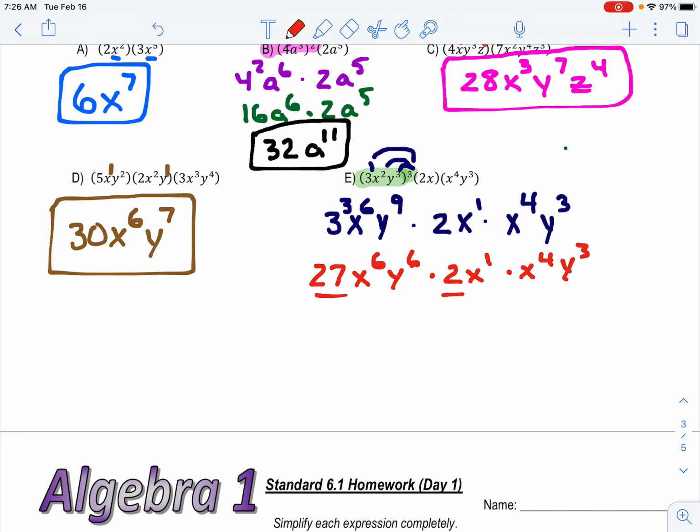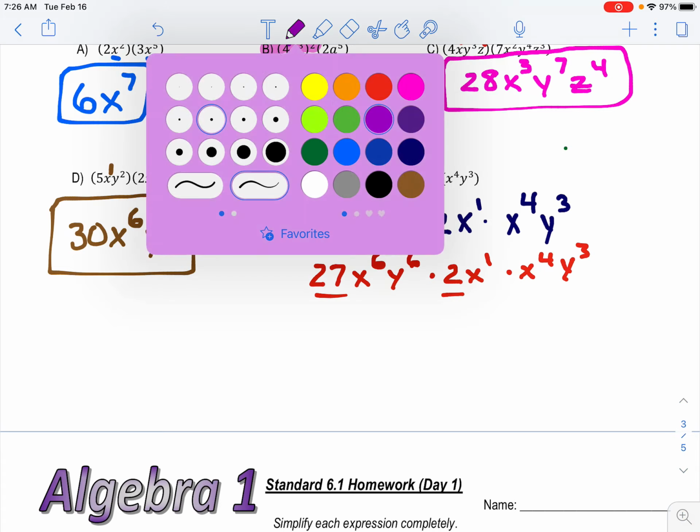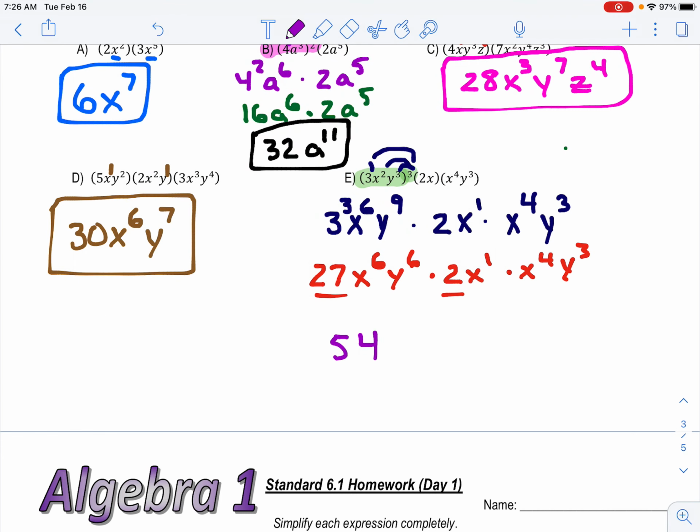I still have 2 numbers I can multiply. 2 times 27 will give us 54, and let me switch colors one more time. I have x^6 plus x^1 is x^7 plus 4 more. So I have x^6, 7, 11. And now let's do our y's. I have y^6 plus y^3, which gives me y^9. All right, so there are the notes for right now.